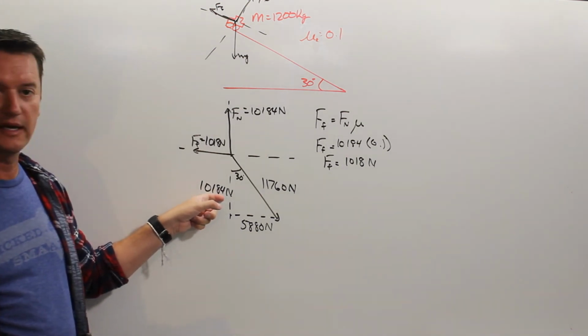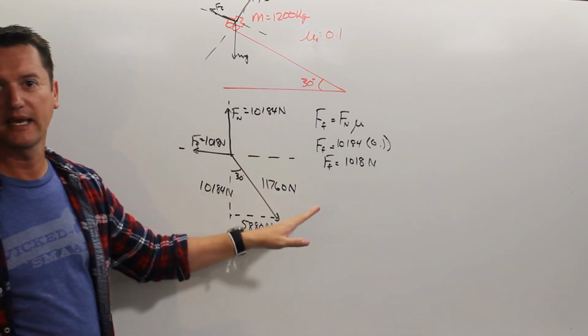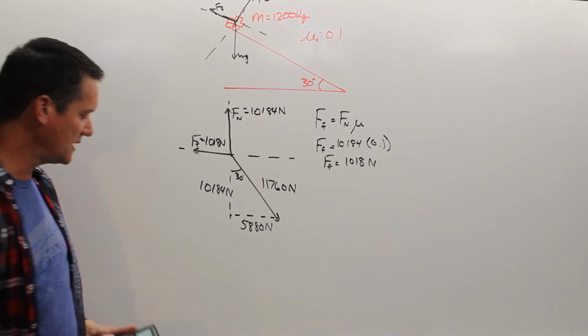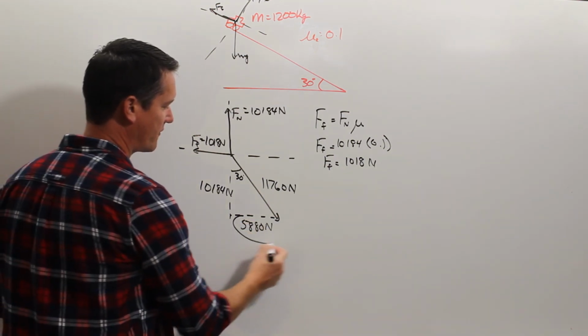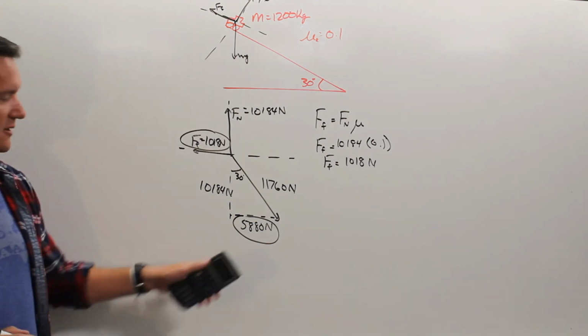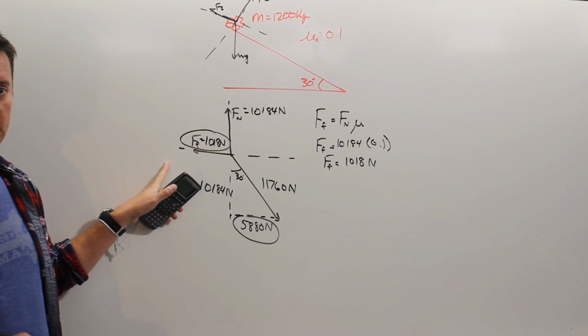This 10,184 cancels with that, so I don't care anymore. This 11,760 doesn't make any difference because I broke it into components. I'm looking at those. So the only two that are left over are the force of gravity in the x direction, and the force of friction in the x direction, which happens to be negative.